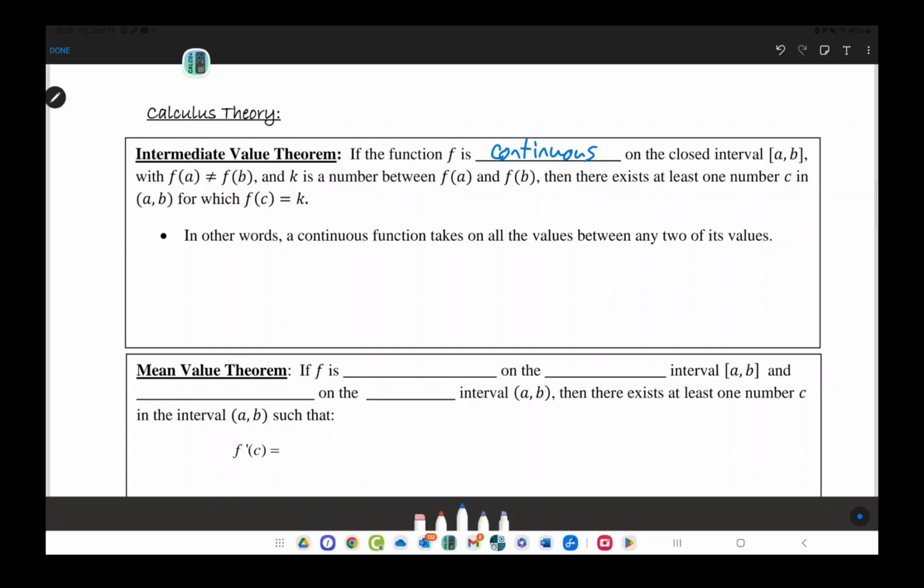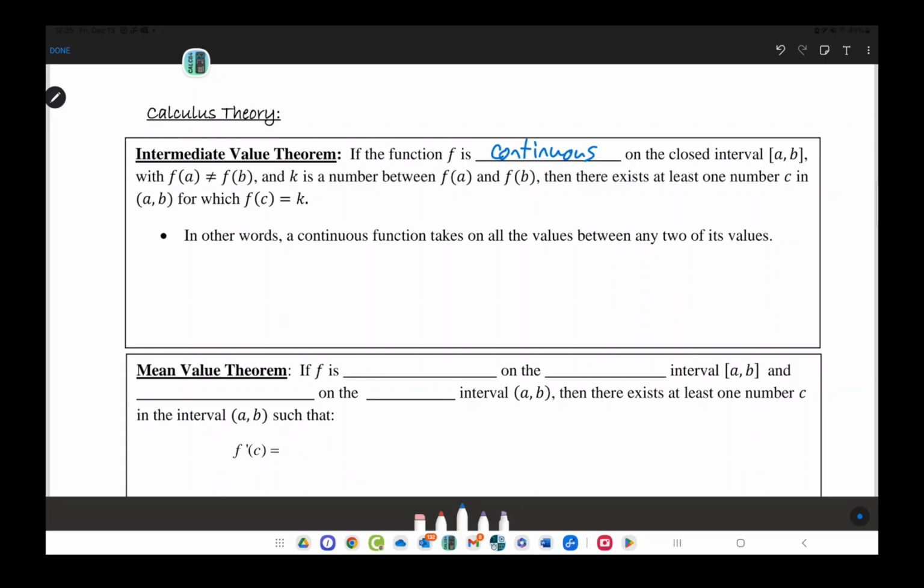In other words, a continuous function takes on all values between any two values. So if f of a is equal to 1 and f of b is equal to 5, then somewhere in between there, you're guaranteed every number that exists between 1 and 5. You're not guaranteed any number outside of 1 and 5, but every number between 1 and 5 you are guaranteed.